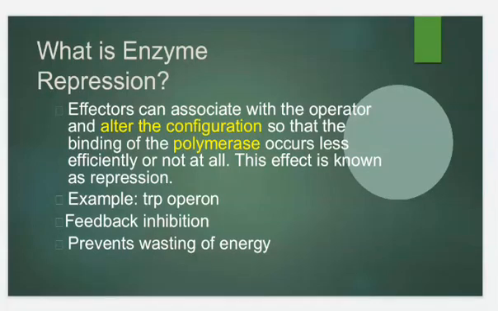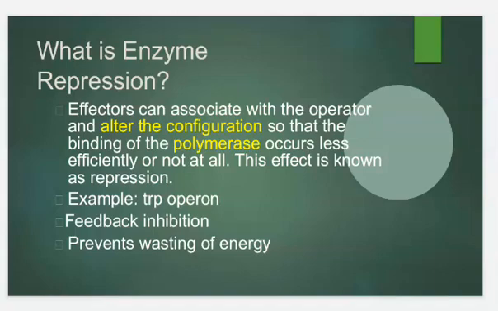Then what is enzyme repression? First we see what repression is. It typically operates by feedback inhibition. Repression is nothing but preventing the production. Here, when a repressor molecule prevents the manufacture of an enzyme, it is known as enzyme repression.